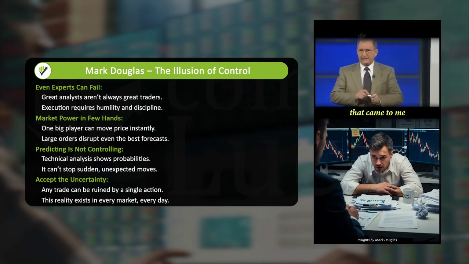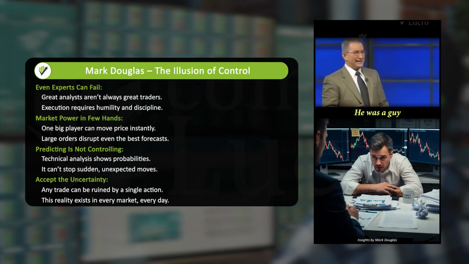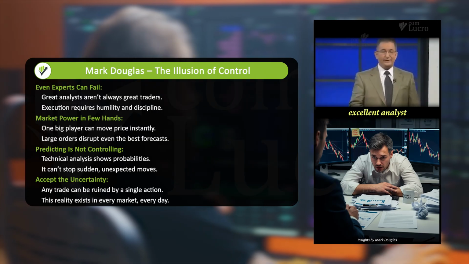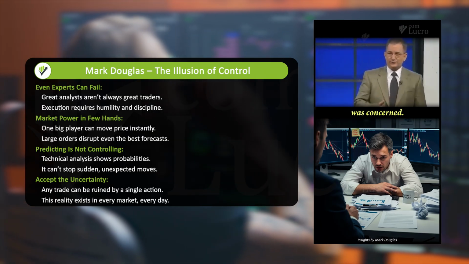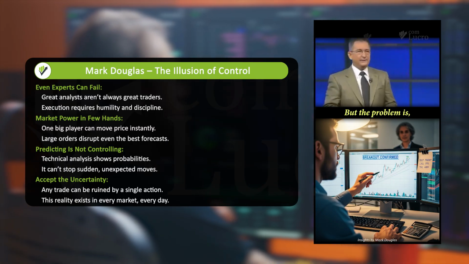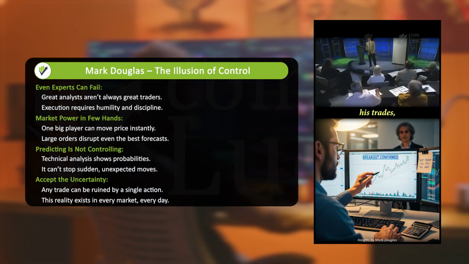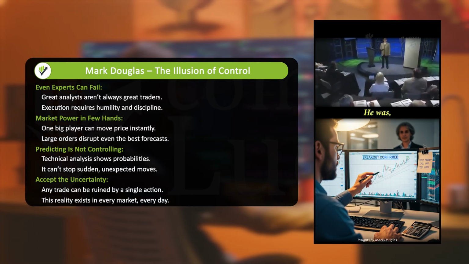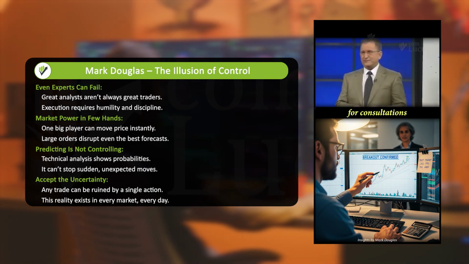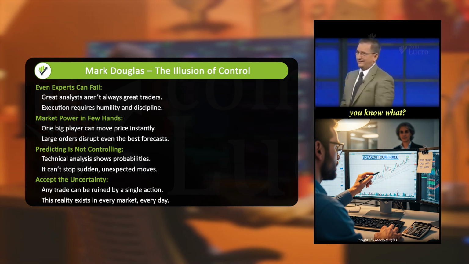There was a guy that came to me for consultations. He was a guy that lost a lot of people's money. He was an excellent analyst. In fact, as far as market analysis was concerned, he was probably one of the best analysts I'd ever worked with. But the problem is that as far as executing his trades, let's put it this way, he was, let's say, on the arrogant side. So he came to me for consultations, and basically after listening to him, I said, hey, you know what?